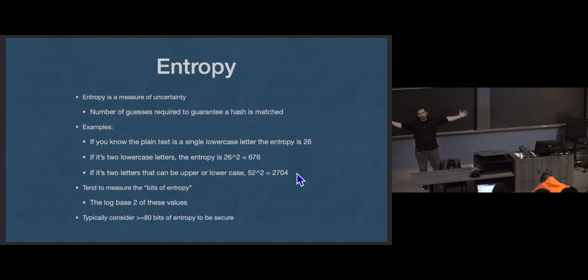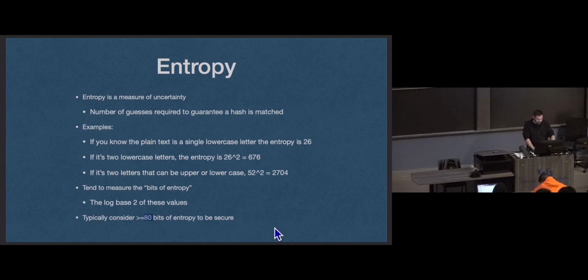These numbers get out of hand and kind of ridiculous to wrap our heads around really quick. You're going to have these really long numbers. So taking the log base 2 of these just gets them into a realm where we can wrap our heads around them. Typically, 80 bits or more of security is our general rule of thumb in security, where we say if you have 80 bits of entropy, you're secure. You're good. You're good to go.